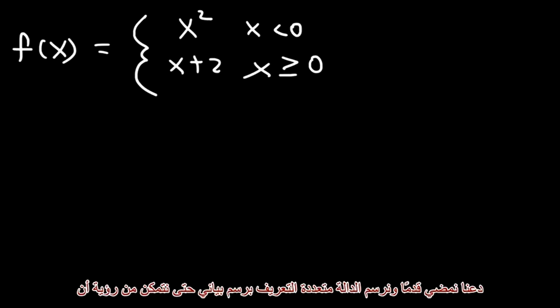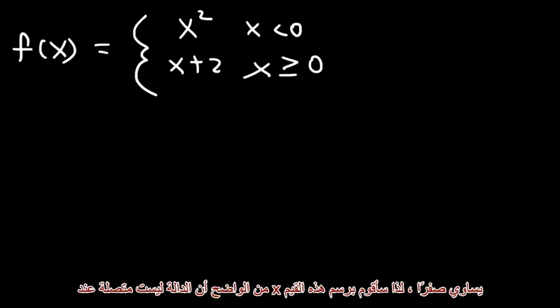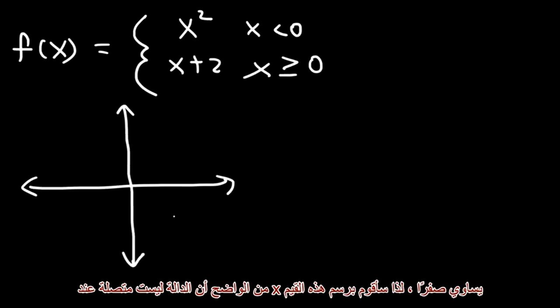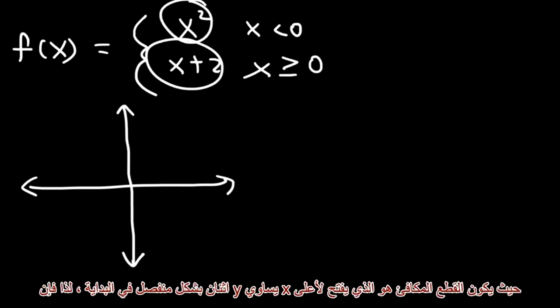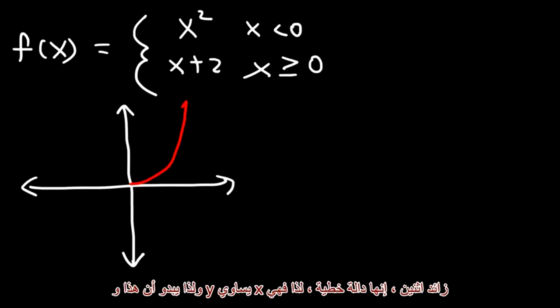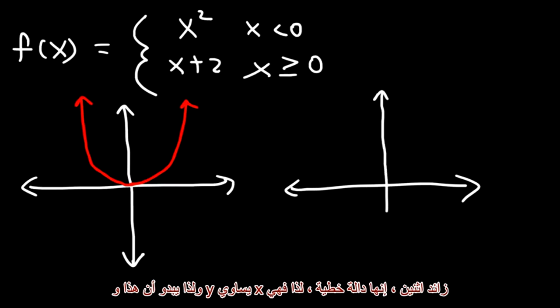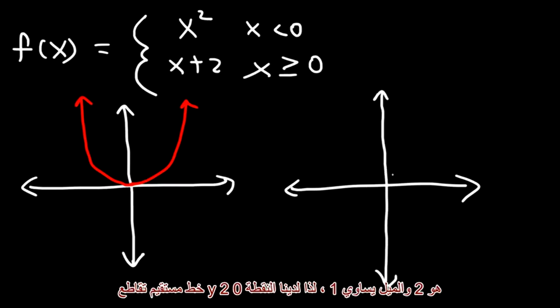Now let's go ahead and graph the piecewise function so we could see that the function is clearly not continuous at x equals 0. So I'm going to graph these two separately at first. So y equals x squared is a parabola that opens upward, and so it looks like this. And y equals x plus 2, it's a linear function, so it's a straight line. The y-intercept is 2, and the slope is 1.